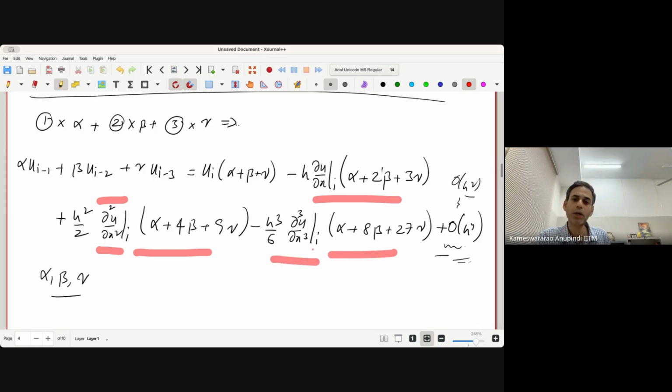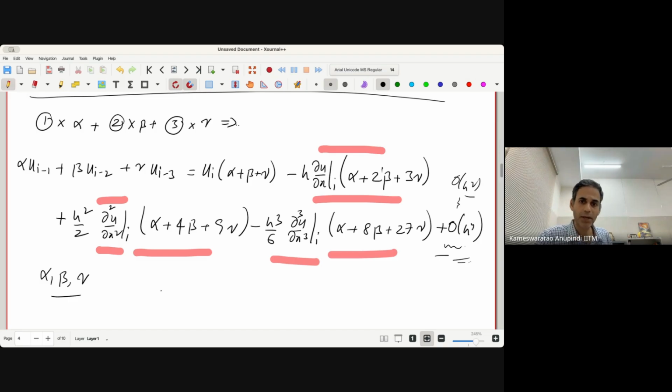And then I don't want any terms of h cube, because h cube when divided by h square is going to give me order h terms. So I don't want any of these terms. Similarly, I don't want any first derivatives, because I'm not looking for a first derivative as such. I want only the second derivative.